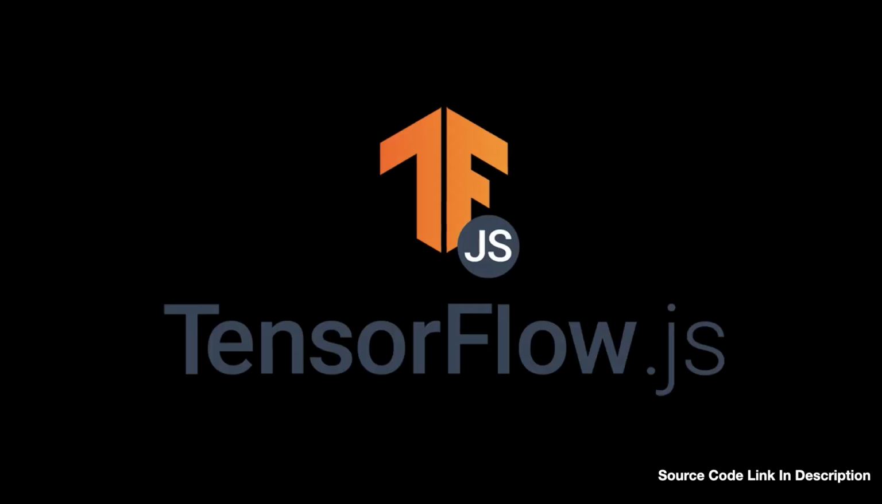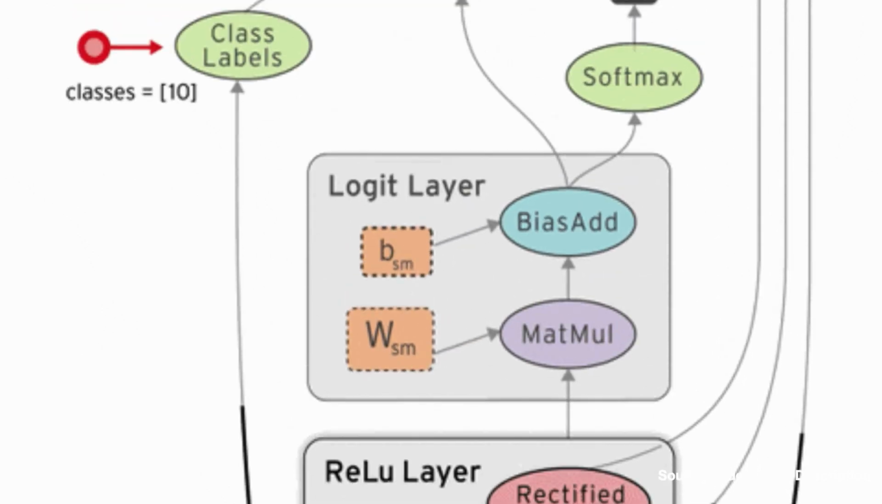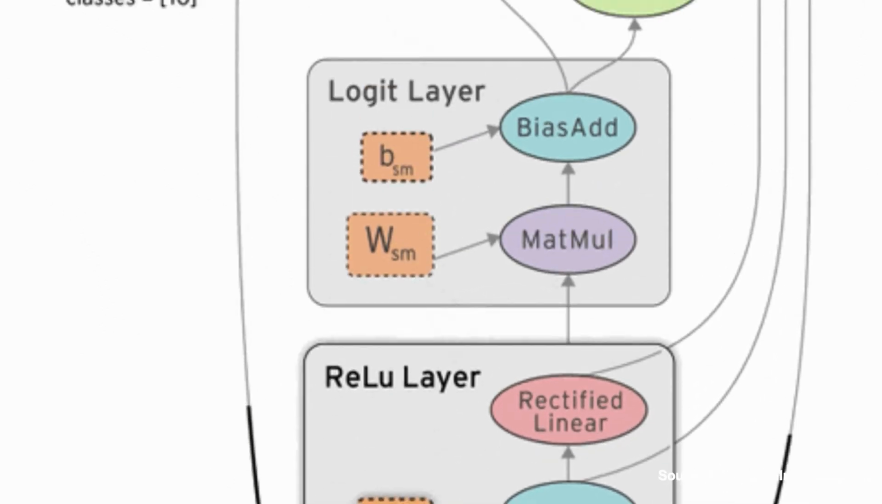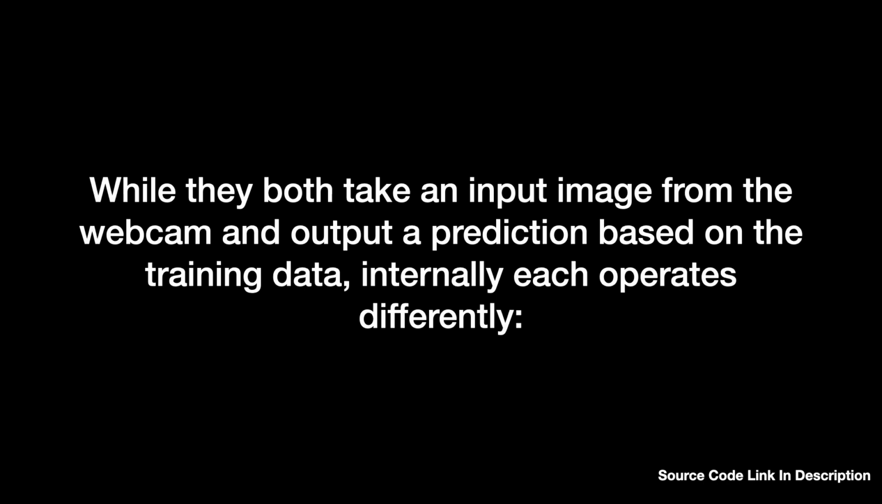The TensorFlow.js team has been putting out fun little browser-based experiments both to familiarize people with the concepts of machine learning and also to encourage their use as building blocks for your own projects. For those unfamiliar with it, TensorFlow.js is an open-source library that allows you to define, train and run machine learning models directly in the browser using JavaScript. While they both take an input image from the webcam and output a prediction based on the training data, internally each operates differently.